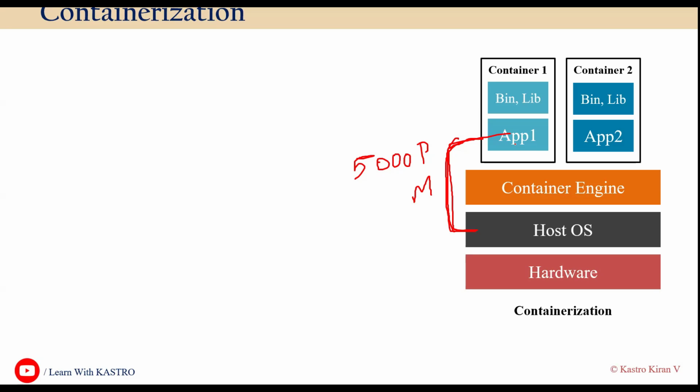Because whenever I recreate my container, there is always a chance that the port number of the container will change. But the IP address of the virtual machine, will it get changed? The public IP will get changed, but the private IP, will it get changed? No, it won't get changed.